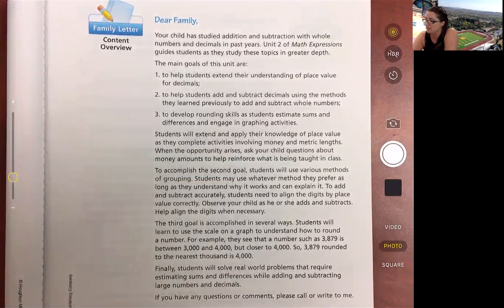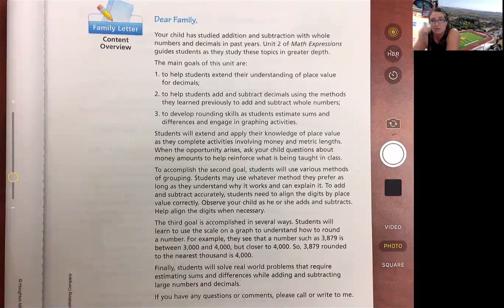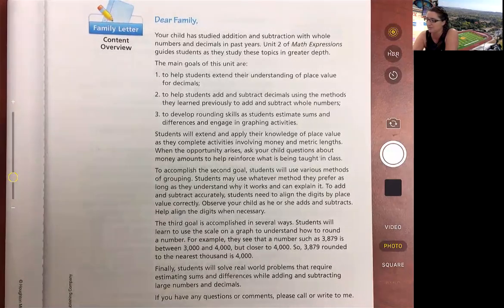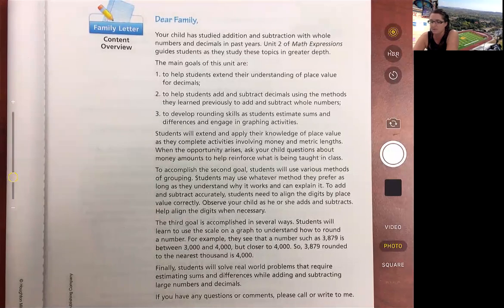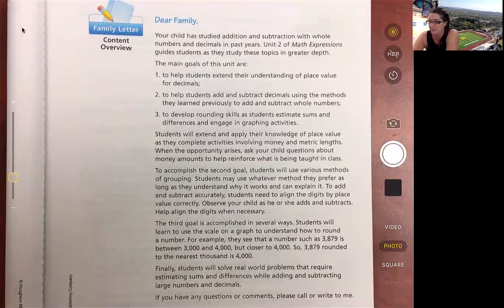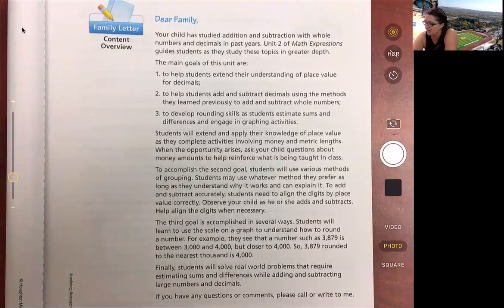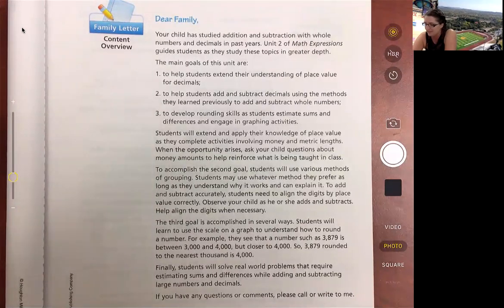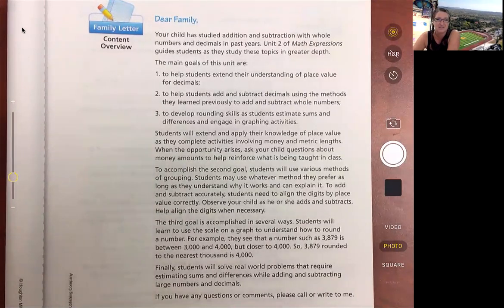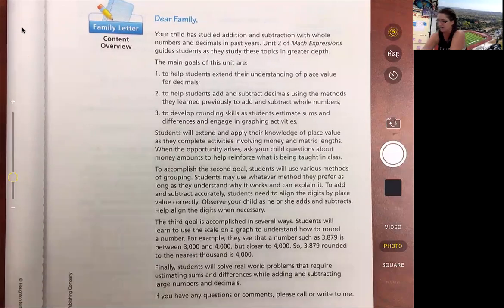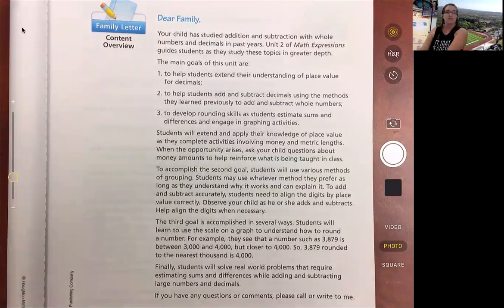In unit 2, you are going to extend your understanding of place value for decimals. So we did fractions the first unit, now we're moving to decimals. You're going to learn how to add and subtract decimals using methods that you have already learned in the past, and work on rounding and estimating with decimals. So we're going to do place value, we're going to talk about money. You guys should talk about money with your parents too, because that's going to help you with your decimal math. You're going to use different types of grouping for your adding and subtracting, and just the regular estimating stuff. And as always, we're going to solve some real world problems.